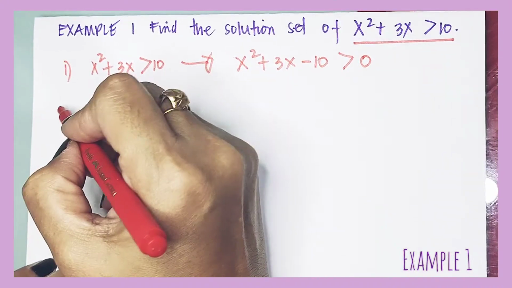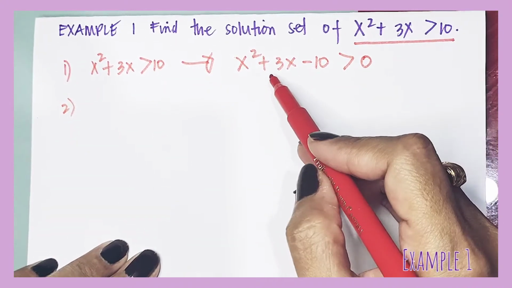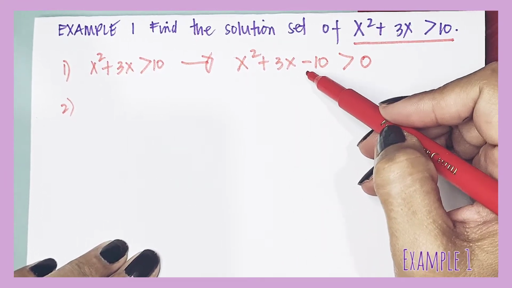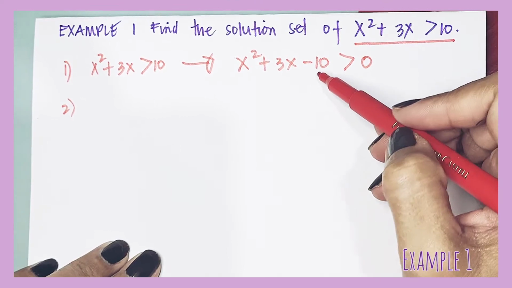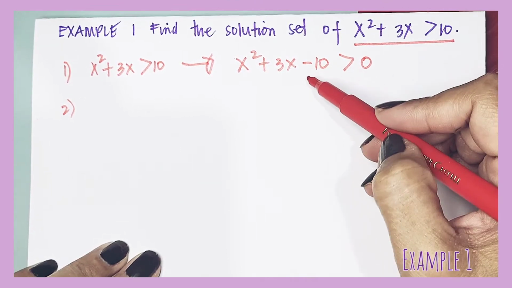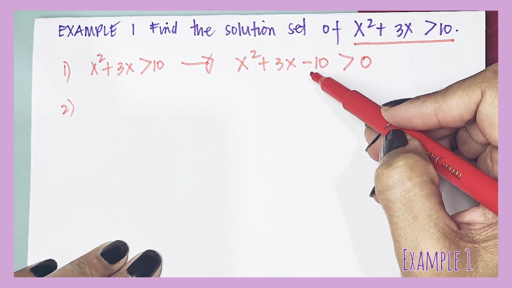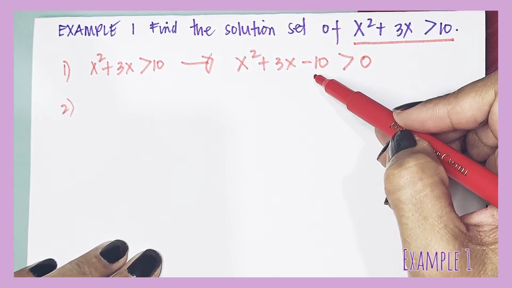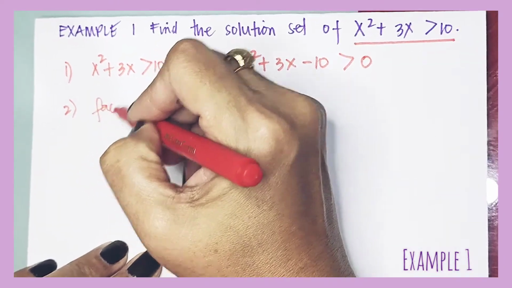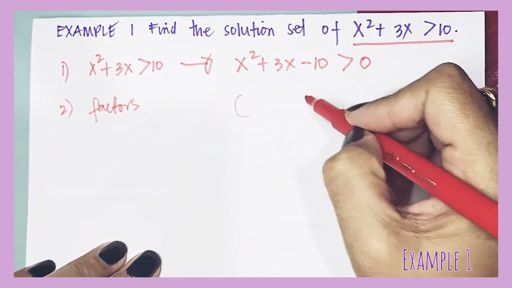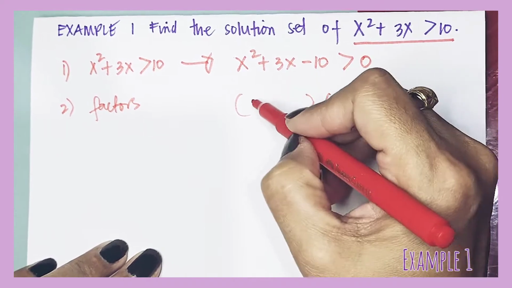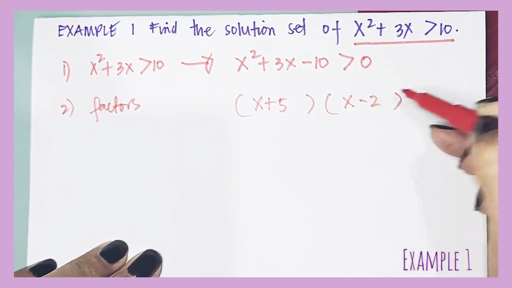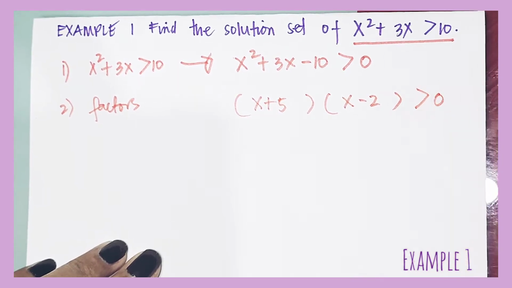0. Number 2 is, we need to factor the quadratic inequality. Now, in our discussion last time, we already discussed how to factor a quadratic equation. But we can actually apply the same manner in factoring this inequality. So, give the factors. The factors of this are x plus 5 and x minus 2 greater than 0.